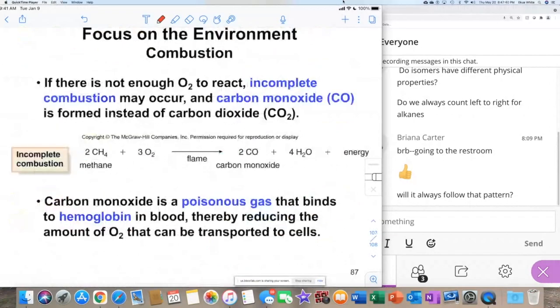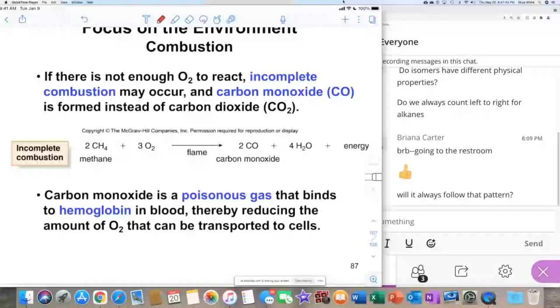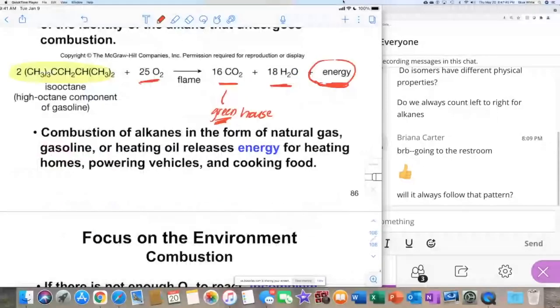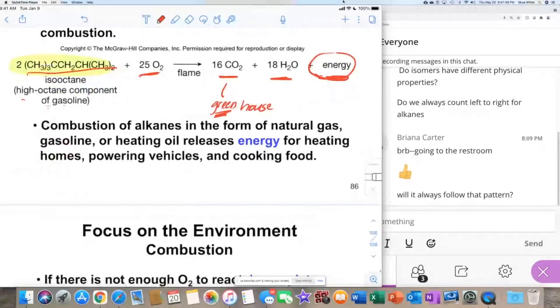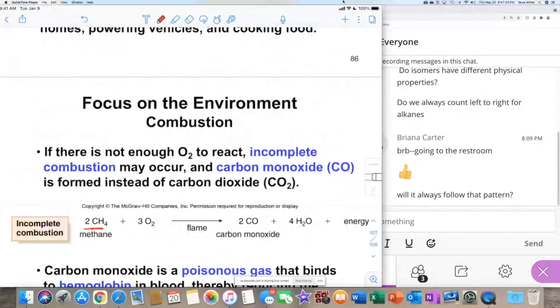So, yeah, the biggest thing you want to remember here is whether it's complex, like the high octane component of gasoline, or whether it's simple like we have here, alkanes burn in oxygen to produce carbon dioxide and water. Now, in this case, we're told if there is not enough oxygen, we have something called incomplete combustion. Incomplete combustion is where you don't have enough oxygen, so instead of making carbon dioxide, you get carbon monoxide. Okay?